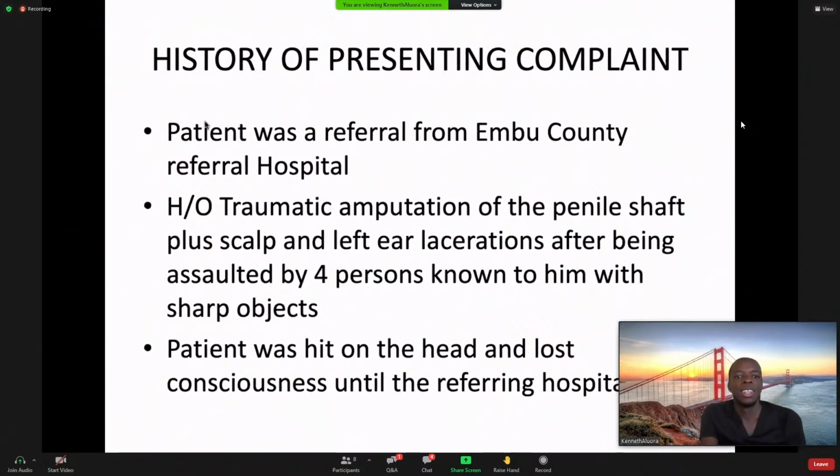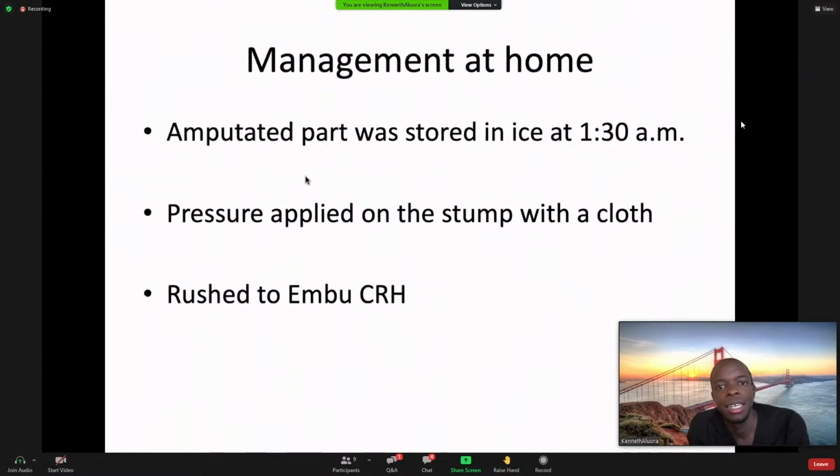That is a sidetrack, but on history of presenting complaints, the patient was a referral from Embu County and had sustained traumatic amputation of the penile shaft, as I had said, and scalp and left ear lacerations. He was assaulted by 4 persons known to him who were looking for the parents but found him. The patient was hit on the head, lost consciousness until the referring hospital, which was Embu. And at home, I think there is good knowledge that has gone around following the reimplantation surgeries.